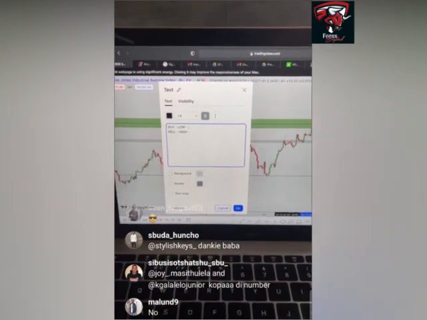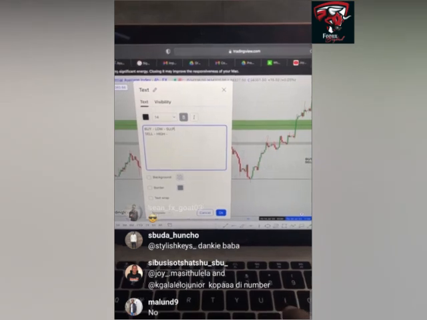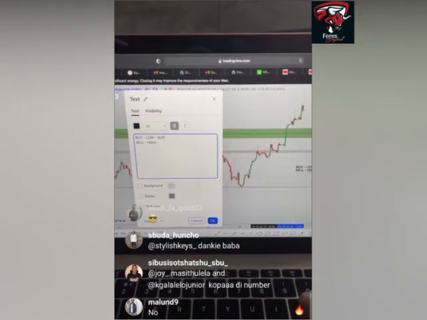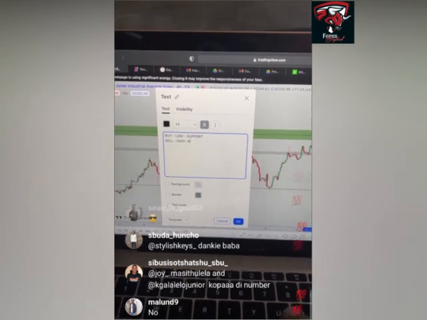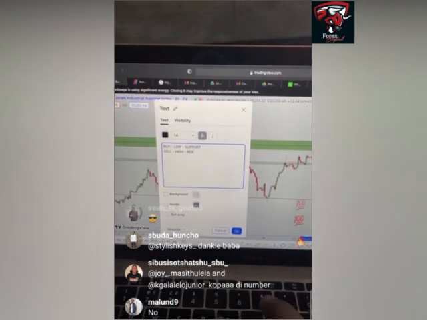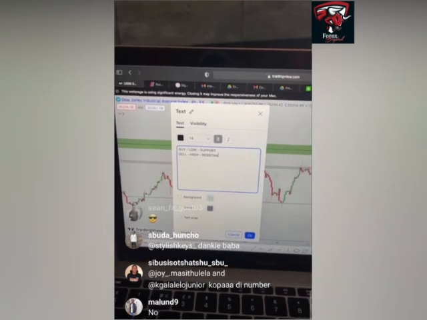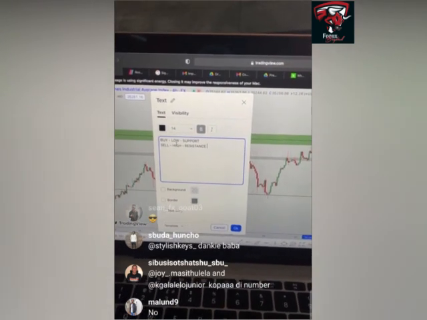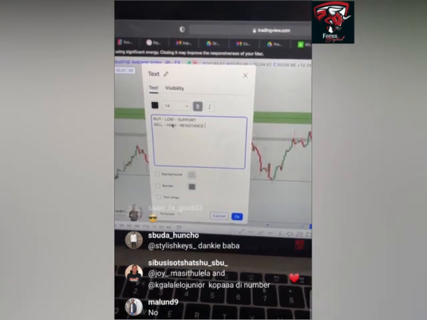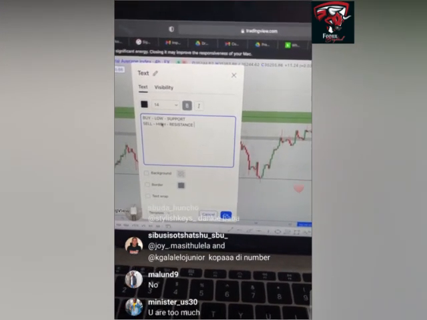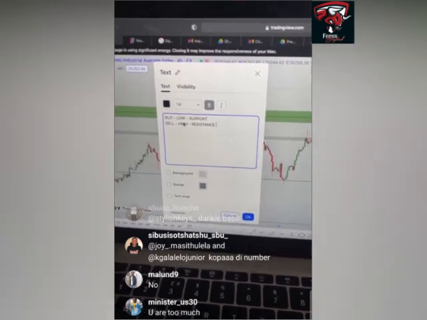Now, the same word low is the same word support. This is something that you need to understand, guys. The same word low is the same word as support, and the same word high is the same word as resistance. So when we're saying you want to be buying low, we're practically or indirectly telling you that you want to be buying at support, okay? That's what we're indirectly telling you.